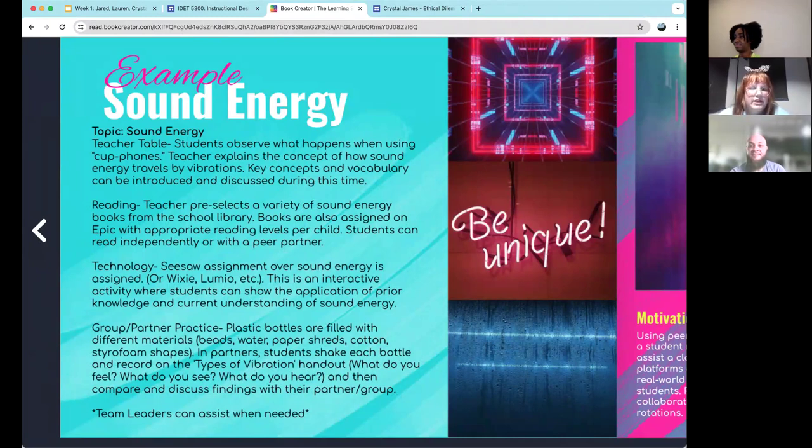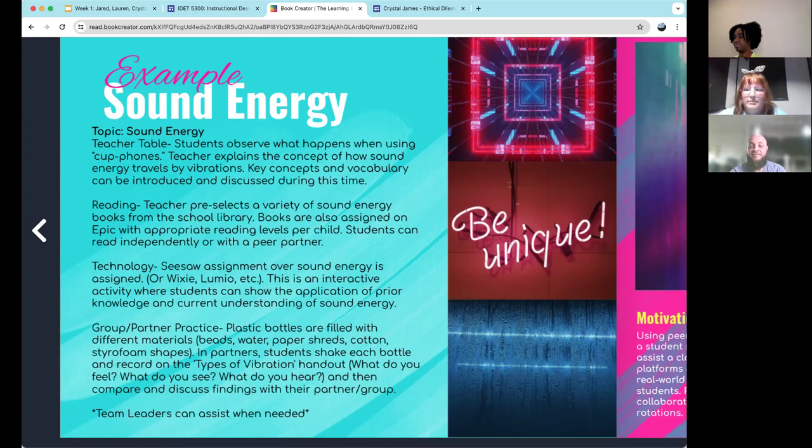During your teacher table, key concepts and vocabulary can be introduced and discussed during that time. During your reading rotation, the teacher can pre-select a variety of sound energy books from the school library. The books are also assigned on Epic with appropriate reading levels per child, and then students can read those independently or with a peer partner.